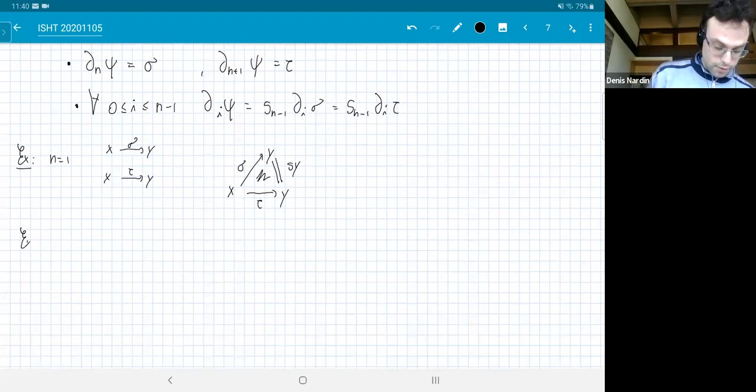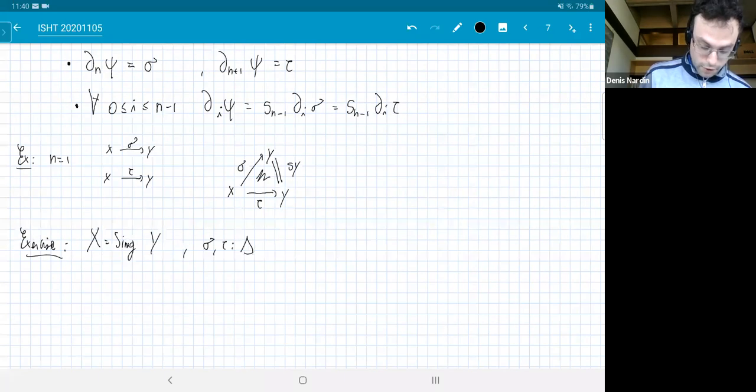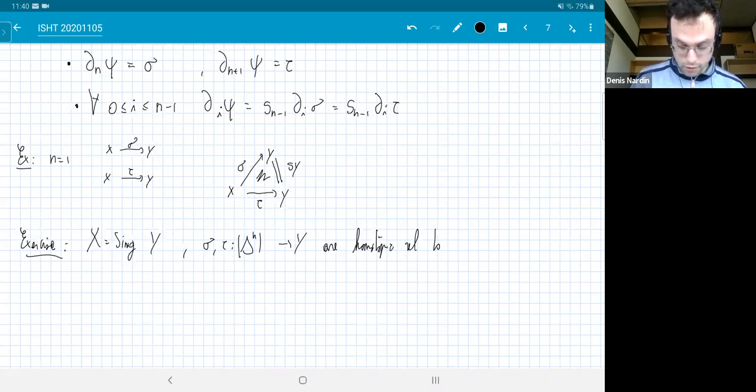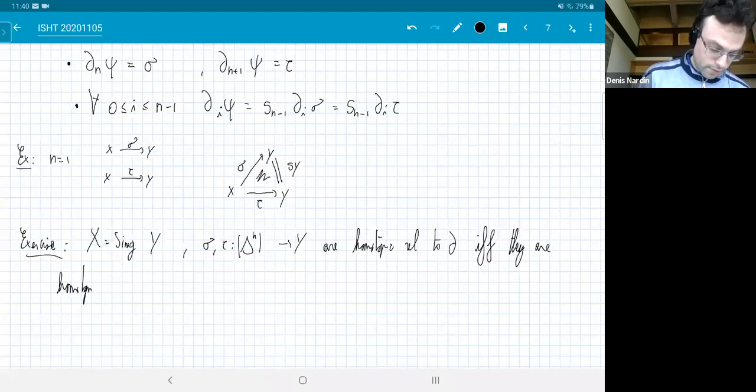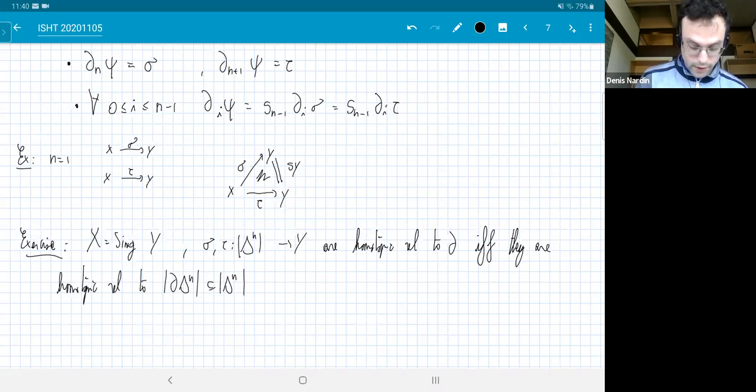So, an exercise, this is going to go in the exercise sheet. If X is Sing Y, sigma and tau from delta n into Y are homotopic relative to the boundary if and only if they are homotopic relative to the boundary of delta n, to this topological subspace, in the classical sense. So this notion is a generalization of the notion that we have.